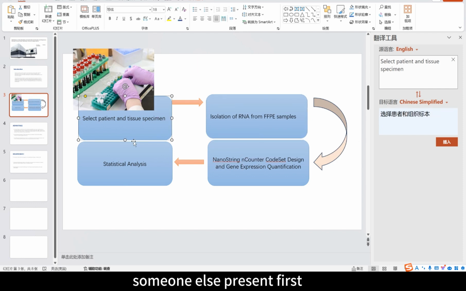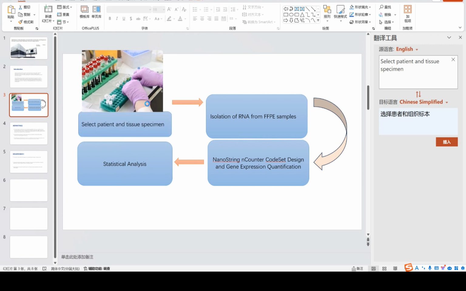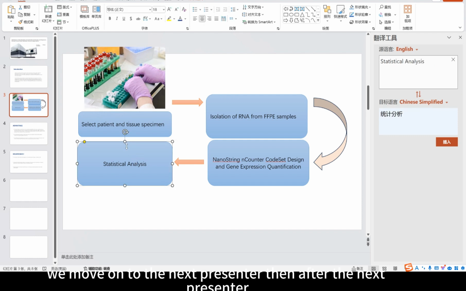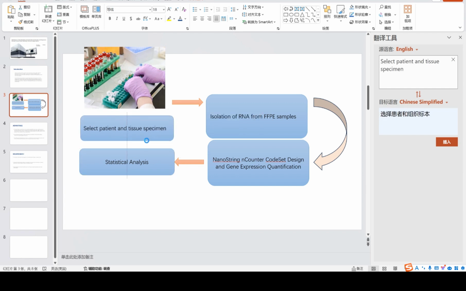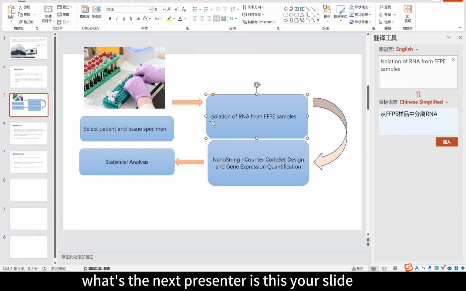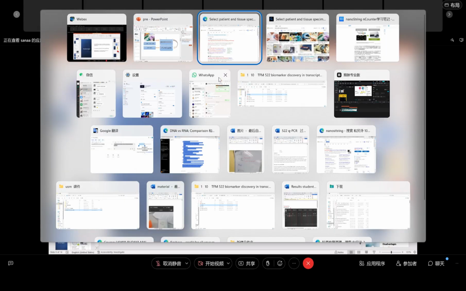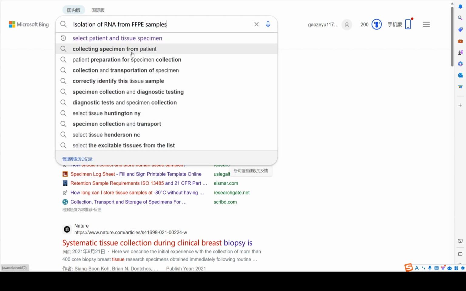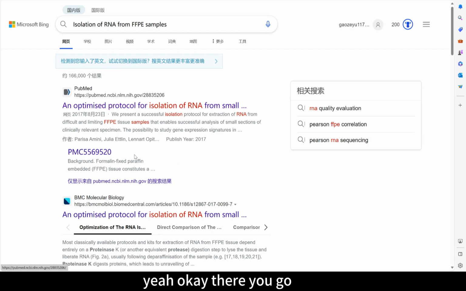Next presenter. Someone else present first. You try to check the technical part, Sana. Okay, we move on to the next presenter. Then after the next presenter presents, you can come in again, okay? Who's the next presenter? Is this your slide? Yeah, okay. There you go. You have a slide. Okay, you can start presenting.